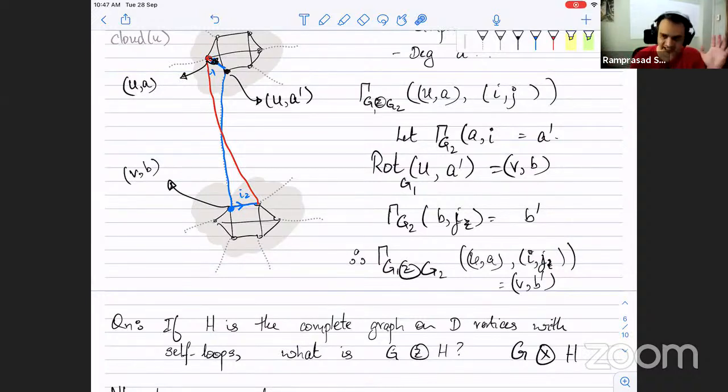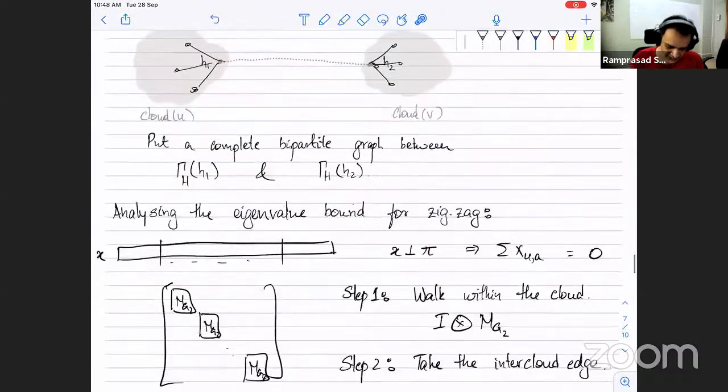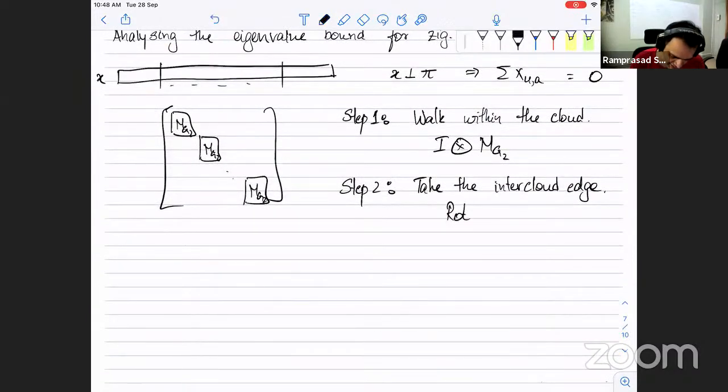I hope this part is clear. Think of the vector x as putting a mass on every vertex. If you have mass 0.1 here and 0.3 here, after this intercloud step, what will the masses become? Whatever mass was here will travel to wherever that vertex was connected to. So it's just going to shuffle all the coordinates of x according to the rotation map. At the moment it's not helpful in analyzing; we are just trying to get a sense of what is going on.